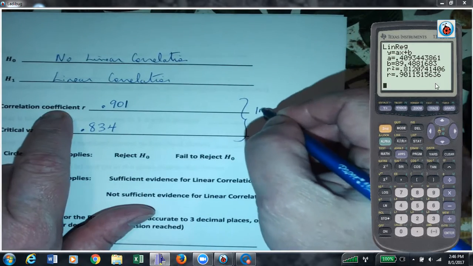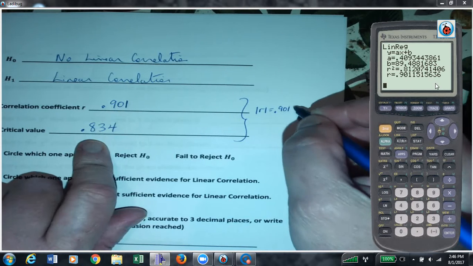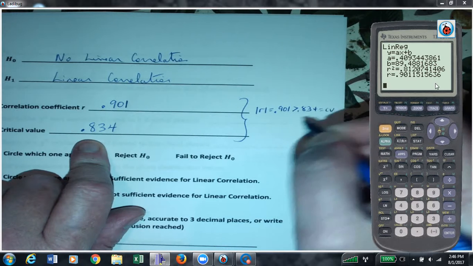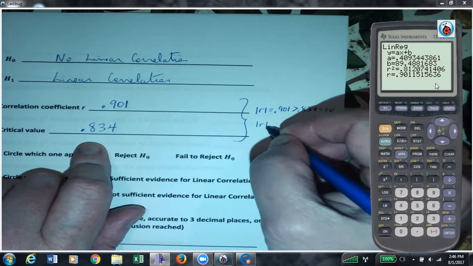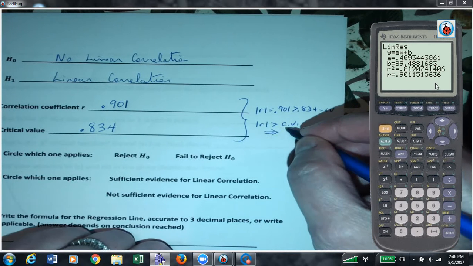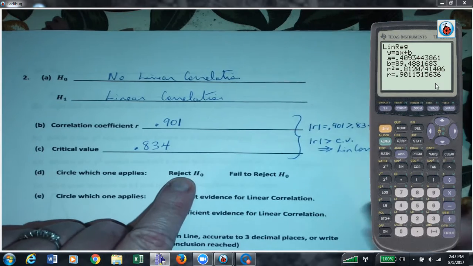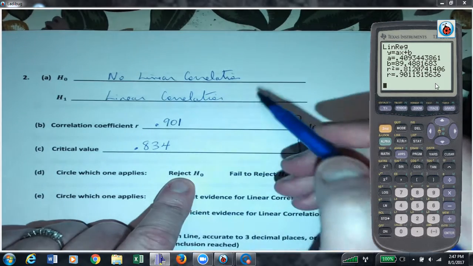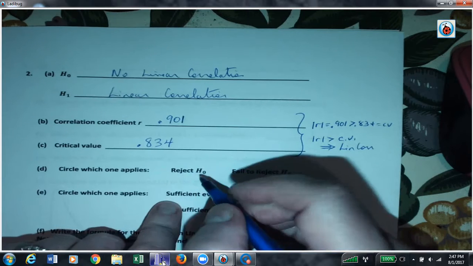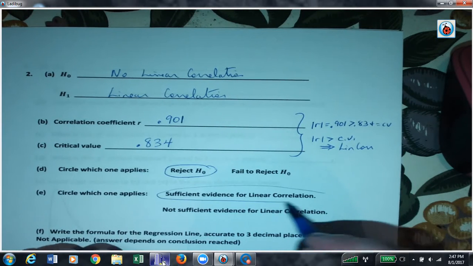The absolute value of R is, I'm going to get the same because it's positive. This time it's greater than 0.834, which is the critical value. So absolute value of R is greater than the critical value. And when that happens, we conclude that there is a linear correlation. And so we are going to reject the null hypothesis because the null hypothesis said that there was no linear correlation. There is sufficient evidence for a linear correlation.